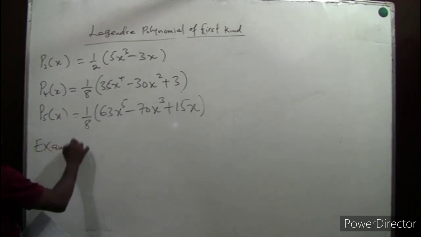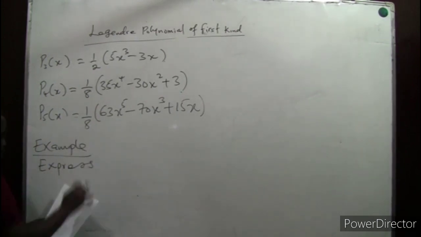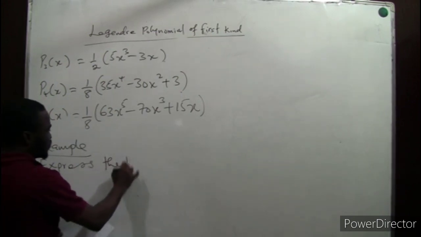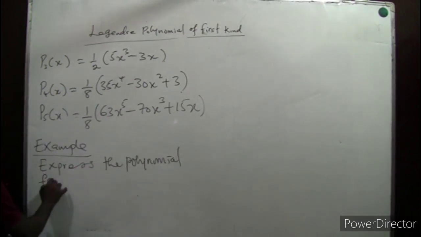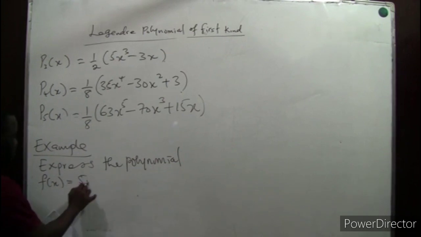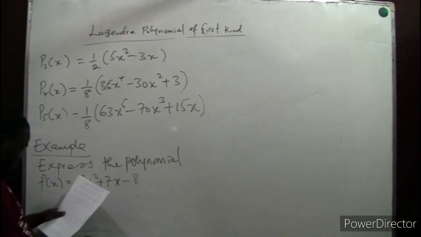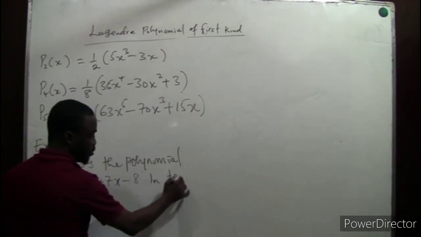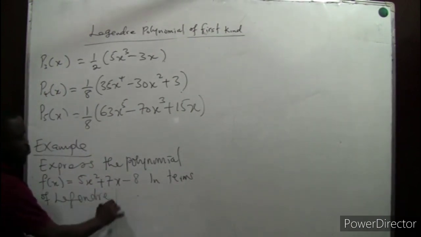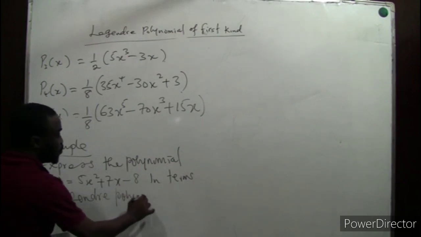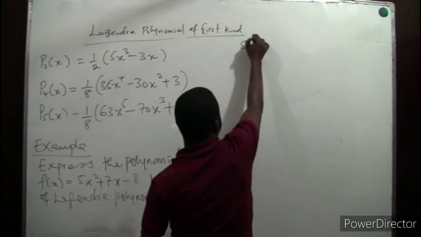Let's take just one example. Express the polynomial f of x equals 5x squared plus 7x minus x in terms of Legendre polynomials. First up, let us solve this.